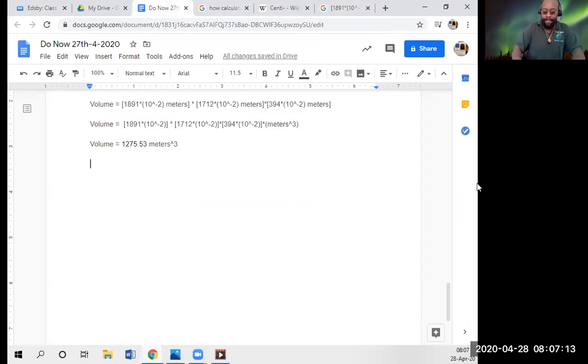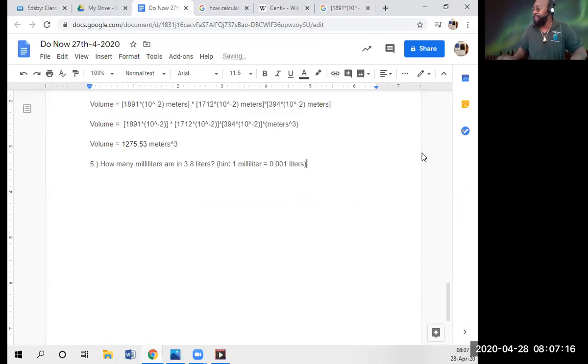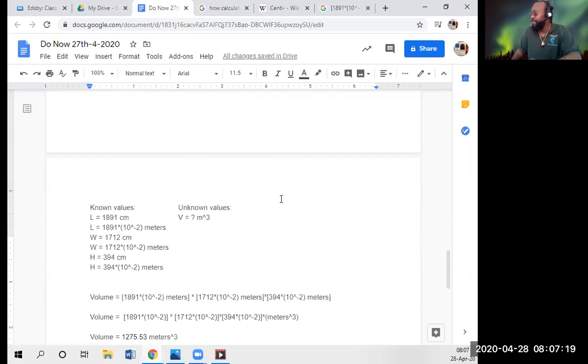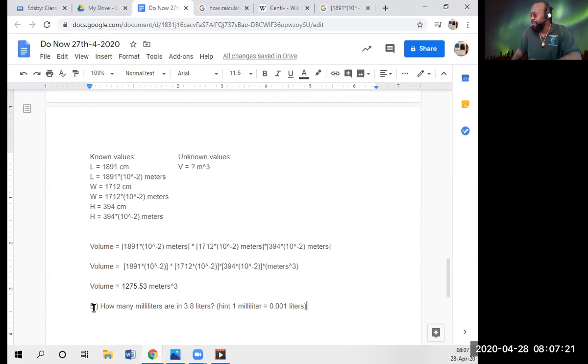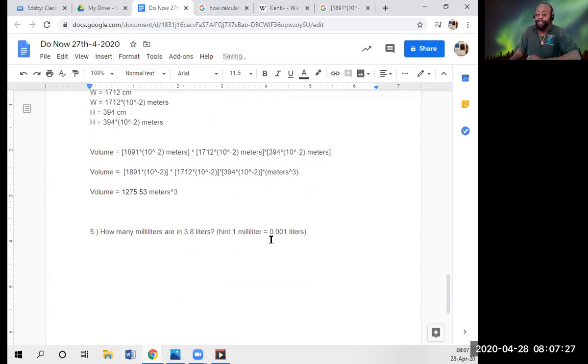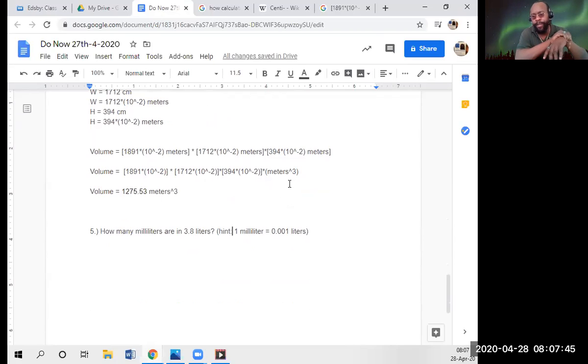All right, so this is problem 5. That's supposed to be this, right? Yeah, that's 4. And it says, how many milliliters are in 3.8 liters? And then there's a hint. The hint says, in 1 milliliter, it's about equivalent to 0.001 liters. So those are values that you can say known and unknown. But we got to set it up just as if we was doing our age, right? Remember, we was canceling out our years with years and days with days, and we got all the way down to seconds. So let's get to it.